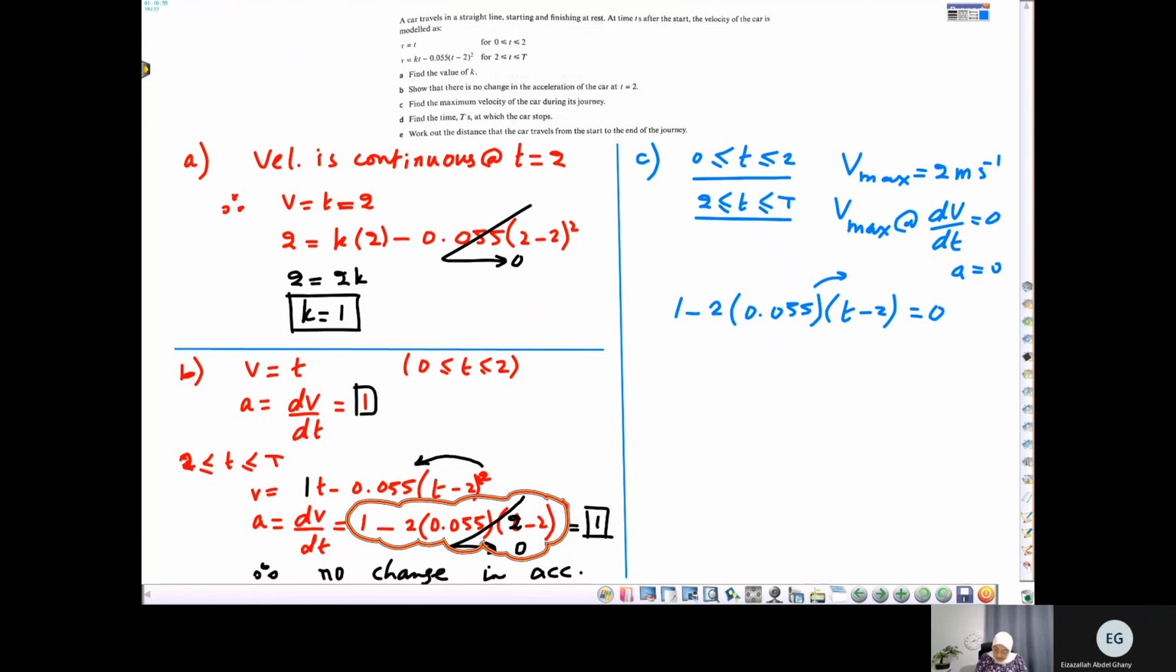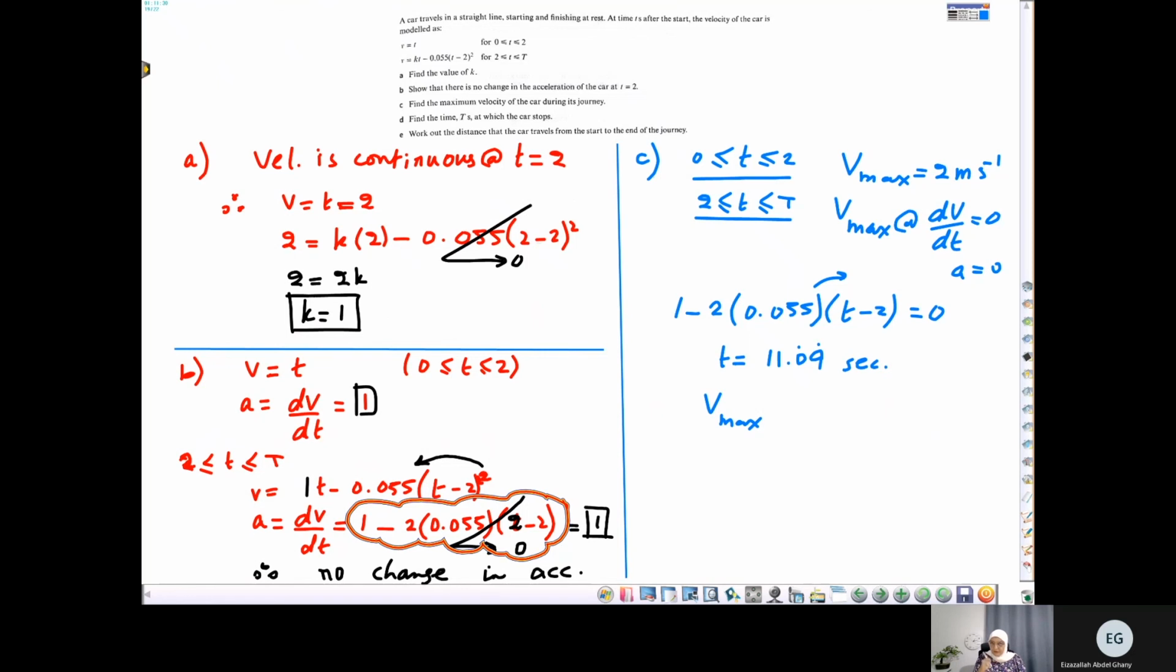Cross the bridge and change the sign and divide both sides by the number, which is the coefficient of t minus 2. And then it will be 11.09 recurring seconds. When we get this time, we just substitute to get Vmax. Till now, you didn't get maximum velocity. You just got the time which causes the velocity to be maximum.